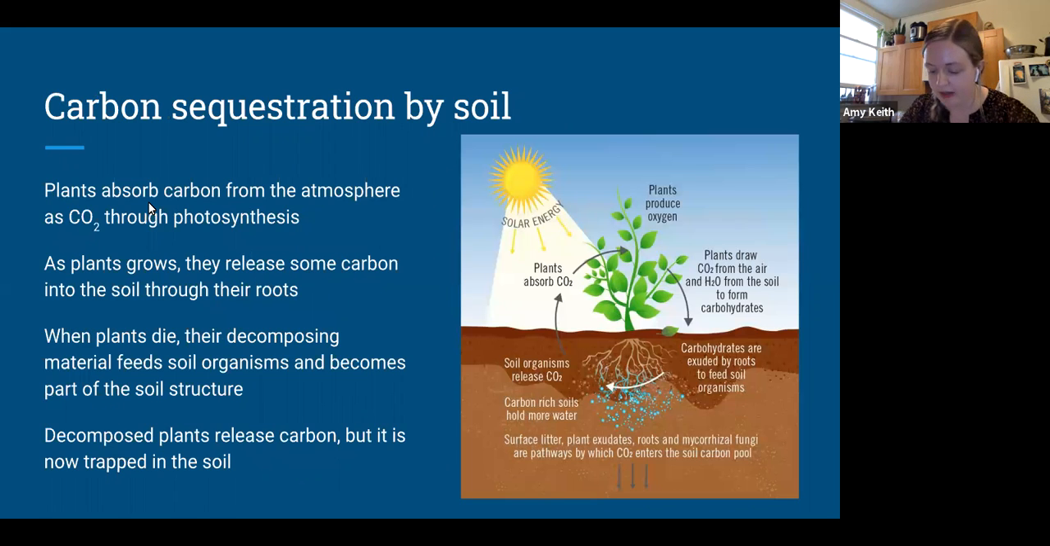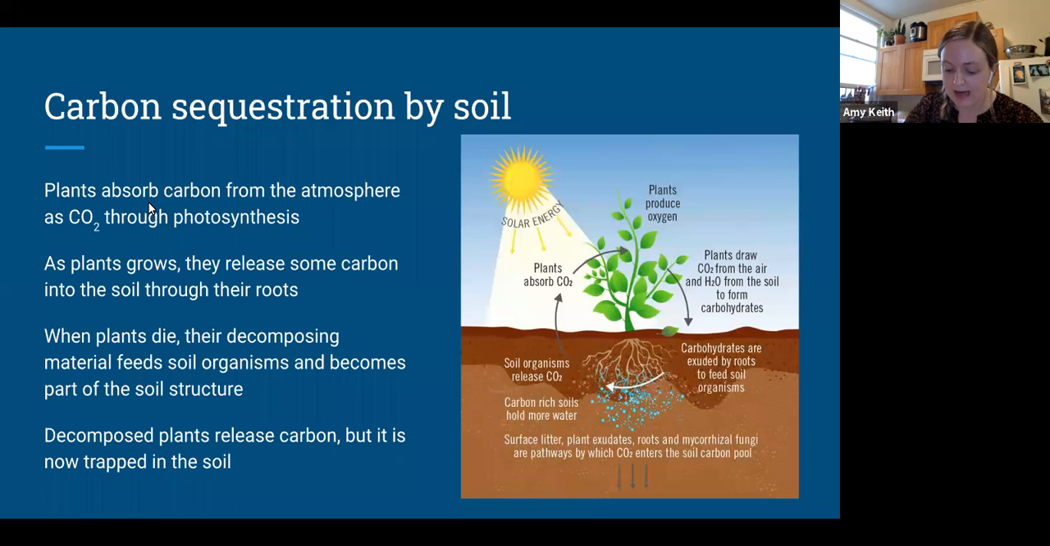Okay, so just to quickly explain how carbon sequestration by soil works. So a huge benefit of regenerative agriculture is its potential to sequester atmospheric carbon into the soil. So as you can see in this graphic, and probably already know, plants absorb carbon through photosynthesis from the atmosphere. So some of that carbon goes directly into the soil through the roots of the plants, and some of it is embodied in the physical structure of the plant.